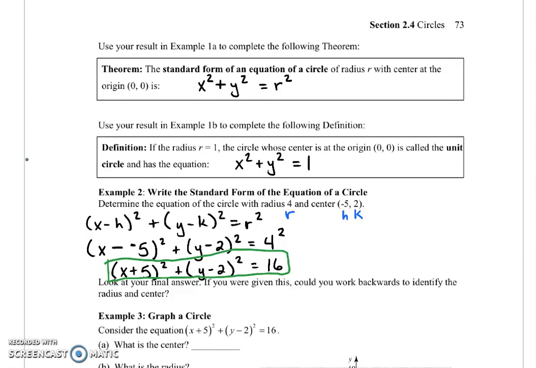And we'll talk more about graphing circles in just a minute. We will graph one, and then we will do one more example, and we'll be done with circles anyway.